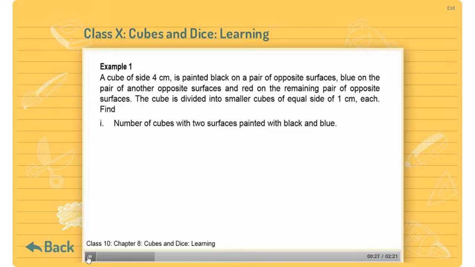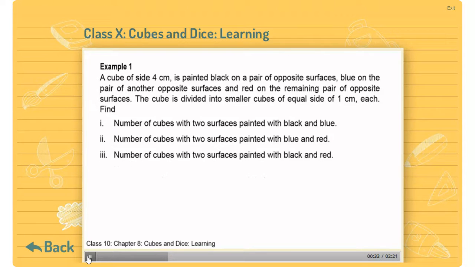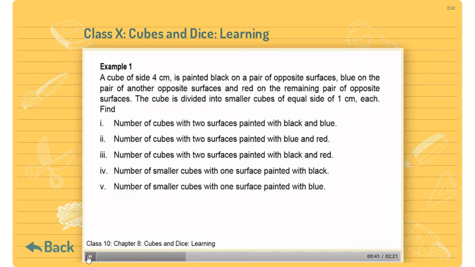Number of cubes with two surfaces painted with black and blue. Number of cubes with two surfaces painted with blue and red. Number of cubes with two surfaces painted with black and red. Number of smaller cubes with one surface painted with black. Number of smaller cubes with one surface painted with blue. Number of cubes with one surface painted with red.